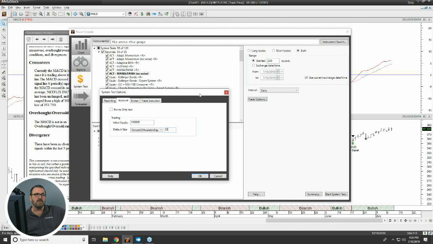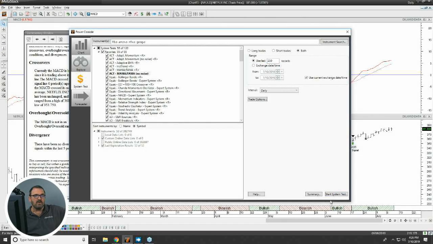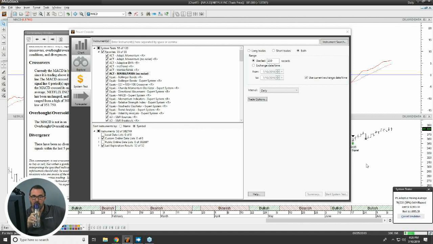I'll say 1 year. And then as far as your brokerage is concerned, you can also say, well, your account is going to have some interest in it, and you might want to indicate that here, either out or into your account. And also, trading generally costs money. So this is your transaction fee, let's say $5 to get in and out of the trade. And we'll hit OK, and we'll go ahead and start this system test. This shouldn't take very long, because like I said, I tried to keep things pretty brief.